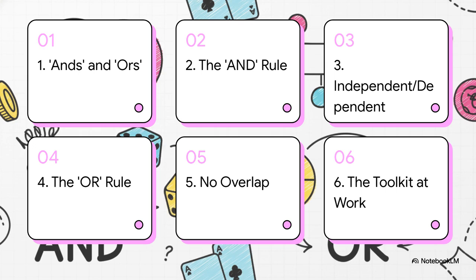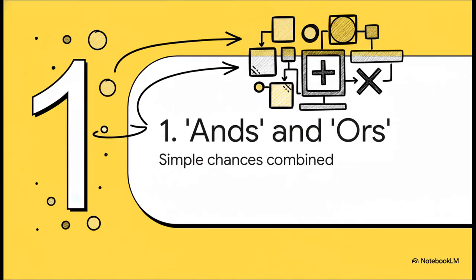So here's our game plan. First, we'll get the basics of ands and ors down. Then we'll dig into the and rule and a really crucial distinction that comes with it. After that, we'll add the or rule to our kit, look at a special case, and then put all our new tools to work.